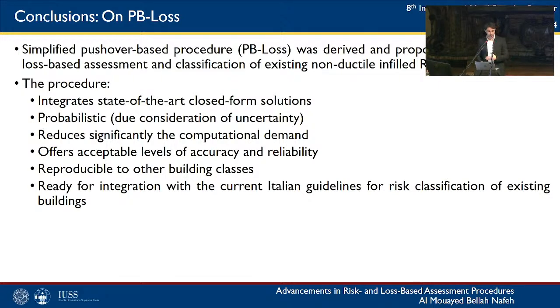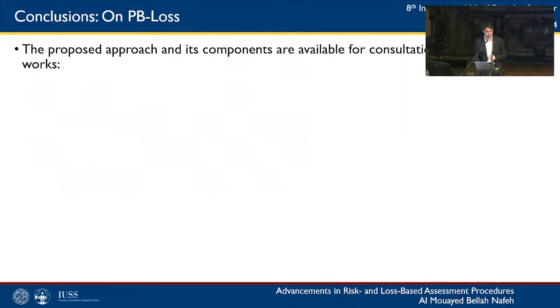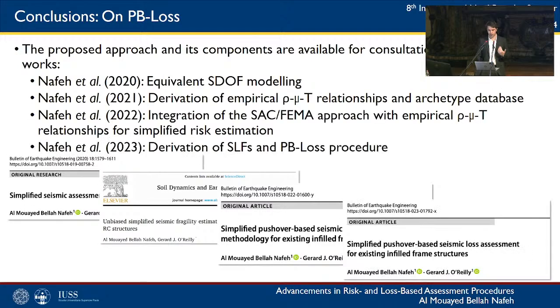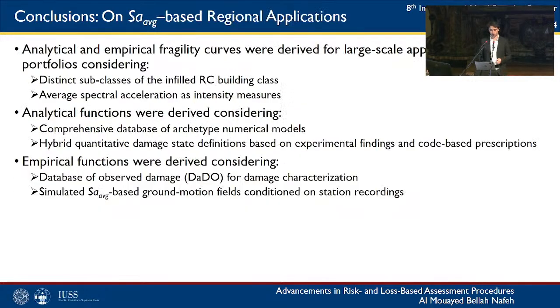The procedure is reproducible to other building classes, of course, and is ready for integration with the current Italian guidelines for risk classification of existing buildings. To find out more about the key components and validations that went into the derivation of the PB loss procedure, the entire documentation has been peer-reviewed and is available for consultation as published works.